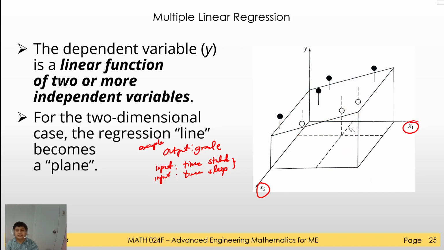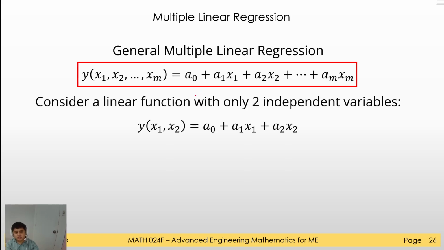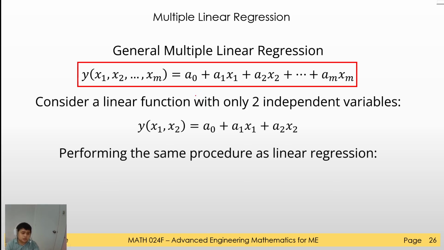Okay, so let's just do this now. How do we solve for multiple linear regression? So it has a general form of this. So depending on how many independent variables you have, so for two independent variables and one output, no? Then we can consider this a simple multiple linear regression, no?